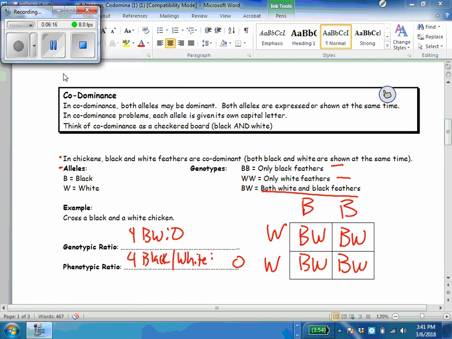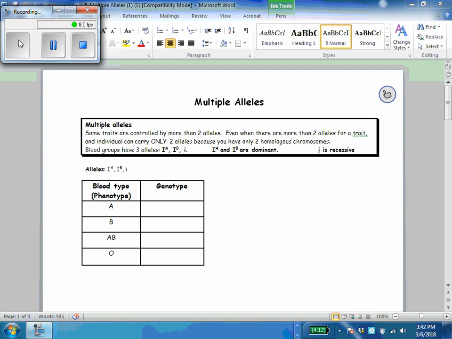And when you're finished, go ahead and click play again, and I'll go over the multiple alleles section. So hopefully you had an easier time completing the exceptions questions. You should have completed questions 1 all the way to 6.